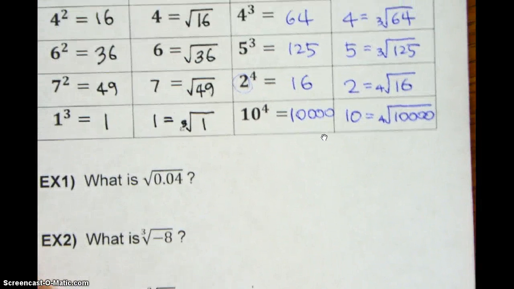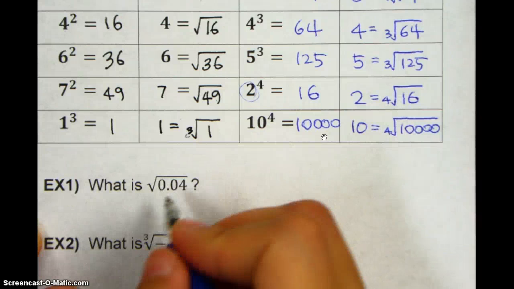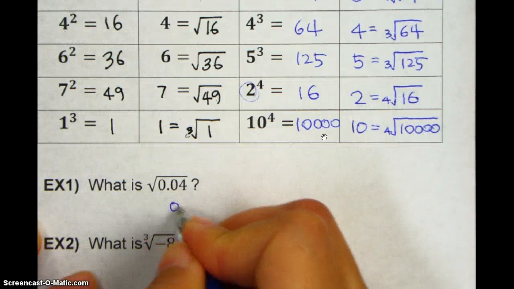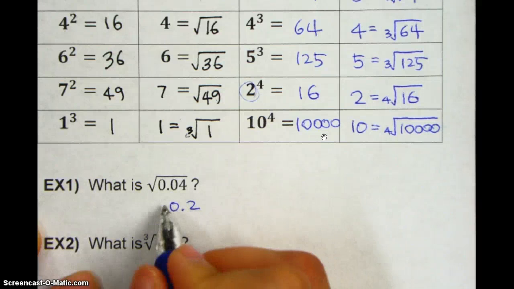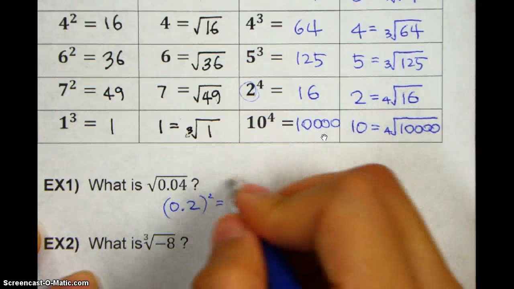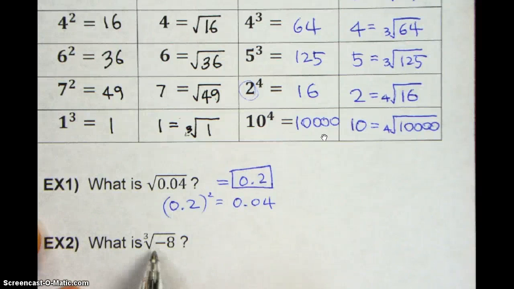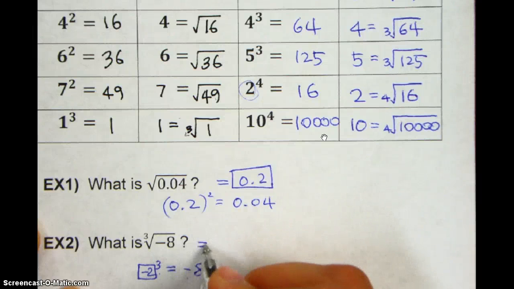Okay, a few more examples. What is the square root of 0.04? We know that's 0.2, because if you raise 0.2 to the second power, that equals 0.04. So the answer would be 0.2. What is the cube root of negative 8? So what to the third power equals negative 8? Well, we know that's negative 2. Negative 2 to the third power equals negative 8. Therefore, the cube root of negative 8 equals negative 2.